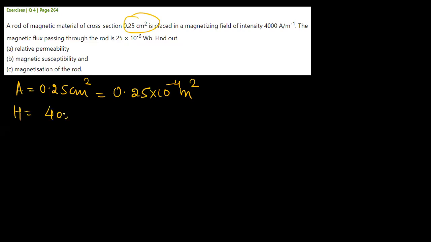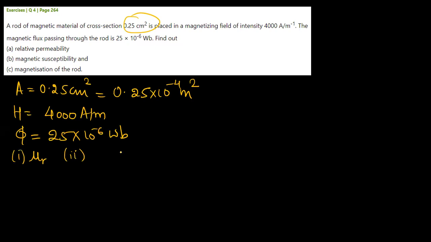A rod of magnetic material of cross sectional area is given. The area is 0.25 centimeter square, converted to meter square, that will be 0.25 into 10 raised to minus 4 meter square. It is placed in a magnetizing field, again H, that is 4000 ampere per meter. The magnetic flux denoted by phi is 25 into 10 raised to minus 6 Weber. Find out the relative permeability mu r, find out the magnetic susceptibility chi, and find out the magnetization Mz.